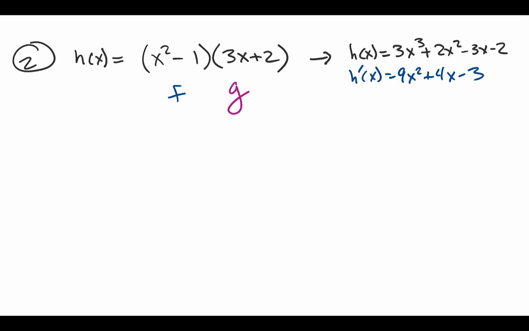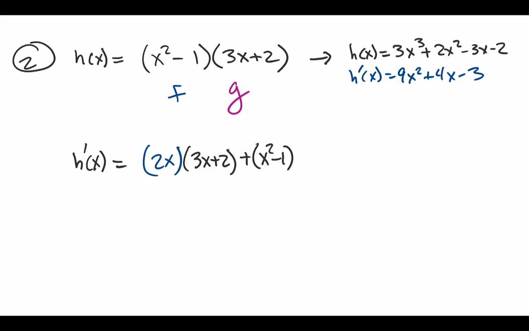So the way this is going to work is we write down h prime of x is equal to, now I'm going to take a derivative of the first and leave the other alone. So x squared minus 1, what's its derivative? 2x. And now we leave the back end alone, that 3x plus 2. Now we're going to add it to, now we took a derivative on this one first, so we're going to leave this one alone. We're just going to write in x squared minus 1. And then we take a derivative on that g, that 3x plus 2.